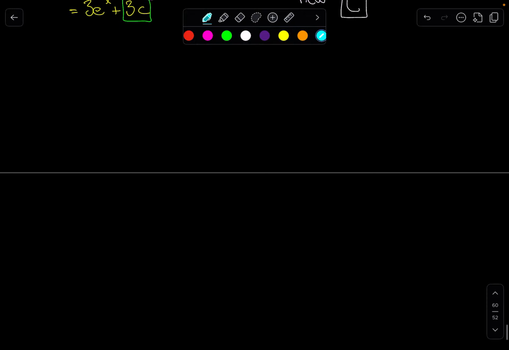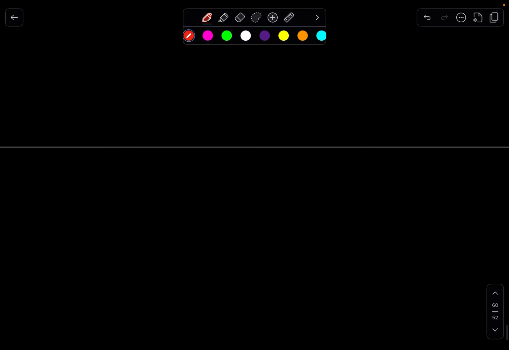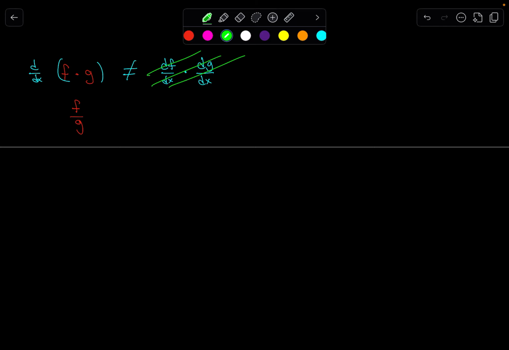Now, things that we can't do with the integral. Just like with the derivative, if we had f multiplied by g, or f divided by g, we didn't just say that the derivative of this is equal to the derivative of f with respect to x multiplied by the derivative of g with respect to x. This is not what it equals. This requires more careful handling. This one, for instance, required the product rule, and the next one required the quotient rule.